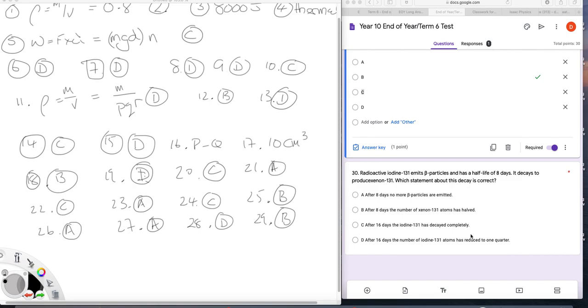After 16 days, the iodine has decayed completely. No. After 16 days, the number of iodine-131 atoms has reduced to a quarter. After 16 days, 2 lots of 8, it would go from 1 to a half to a quarter. So the answer to 30 is D.